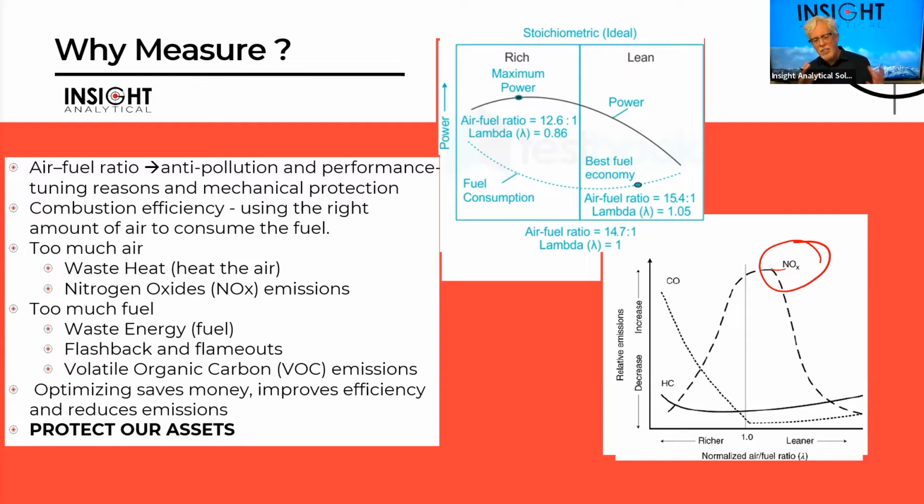So optimizing this air to fuel ratio is important because it saves us money, it improves efficiency, and it reduces emissions. And especially on these large engines, things like turbines and compressors, we want to make sure we're protecting our assets. Damage to say a turbine that's part of a gas compression system or being used at a wellhead for fracking fluids, it leads to downtime, and downtime costs us a lot of money.